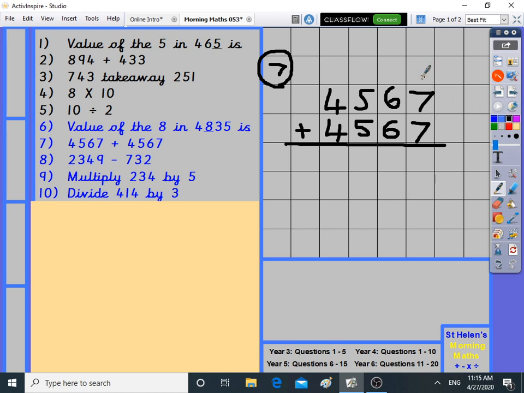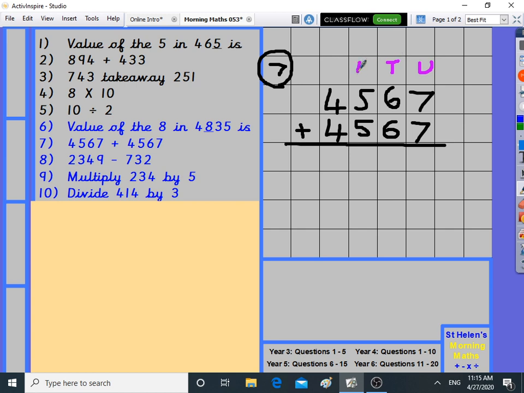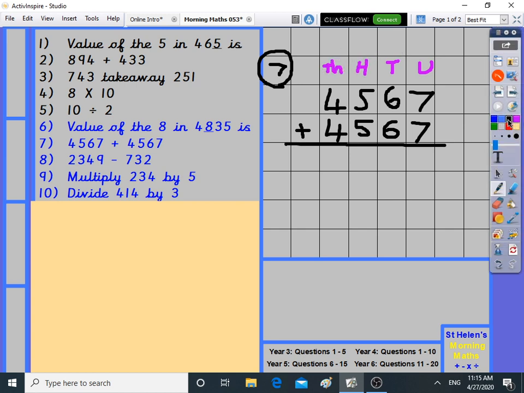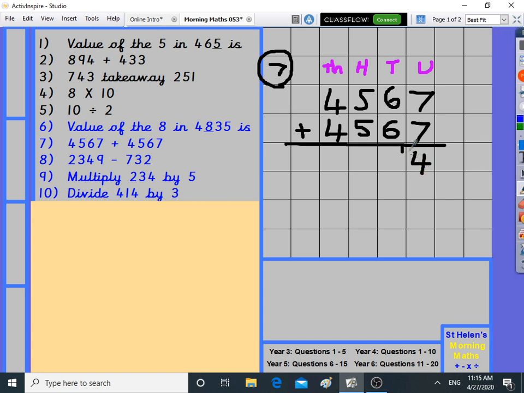Okay, so hats on if you want to. As you can tell, I sometimes put mine on and I sometimes don't. I did this time. 7 plus 7 is 14. Little 1 and big 4, make sure it says 14, not 41. 6 plus 6 is 12, plus a little 1, 13. 5 plus 5 is 10, plus a little 1, 11. 4 plus 4, 8, plus a little 1, 9.